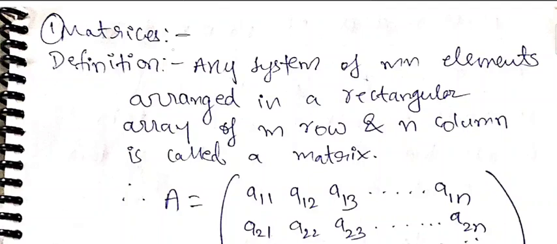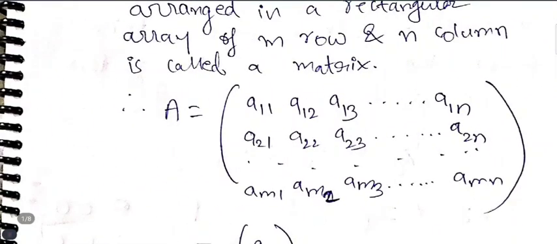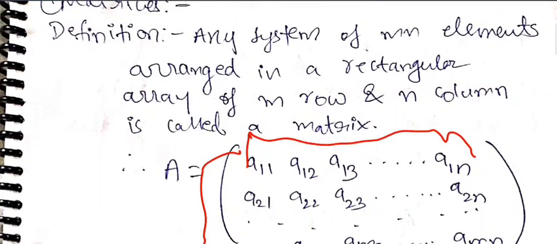So, matrices definition, as told in the first lecture: any system of mn elements. Why mn elements? Because there will be m rows and n columns. You can clearly see over here that there are m rows and there are n columns. So any system of mn elements arranged in a rectangular array.